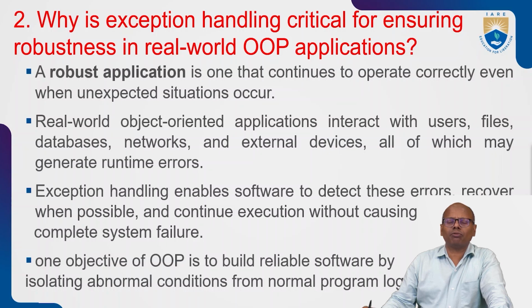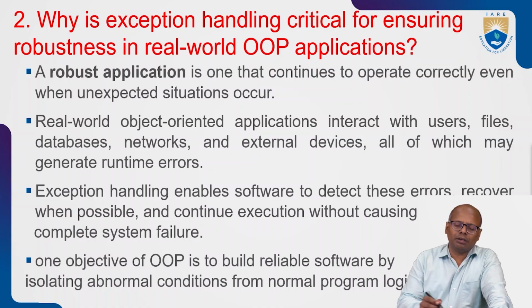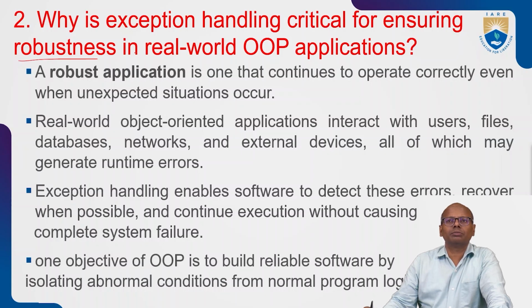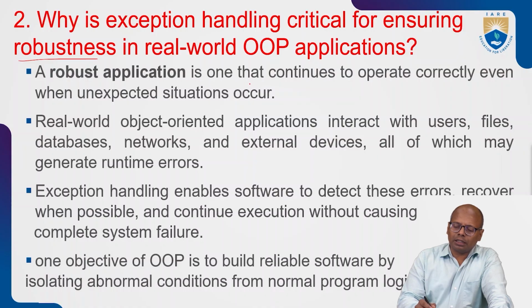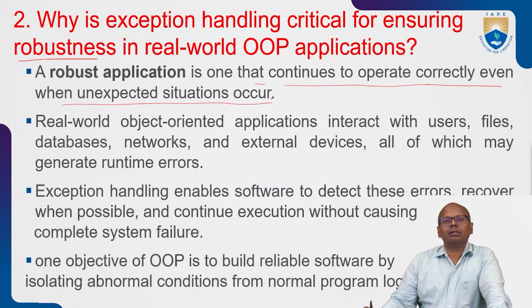Whatever object-oriented programming we are learning is to be implemented in real-world applications. If I don't handle these exceptions properly, the robustness of the application will be lost. Now, what is the robustness of an application? It is that it continues to operate correctly even when an unexpected situation occurs. My application can be called robust only when it continues to work even when some exceptions happen.